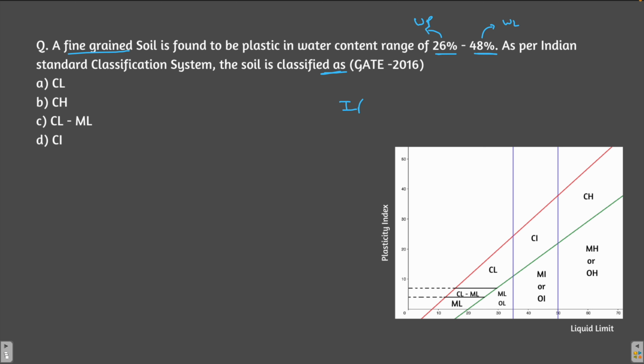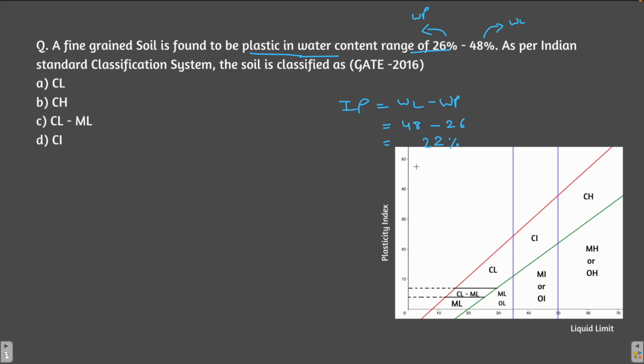So what is IP of the soil? It is the liquid limit minus the plastic limit. So what is the liquid limit of the soil? It is 48%, and the plastic limit is 26%, both given in the question. They have not given you the liquid limit and the plastic limit directly. In fact, they have given them in language, so you must understand the language of the question. The fine grained soil is found to be in the plastic state in the water content range of 26% to 48%. This means 48% is the liquid limit of the soil and this is the plastic limit of the soil. So from here you can find the plasticity index, 22%.